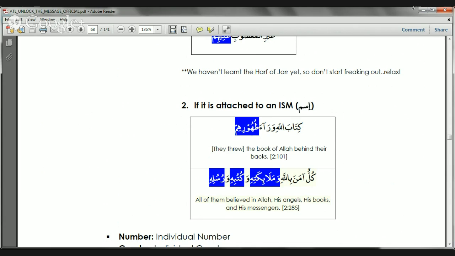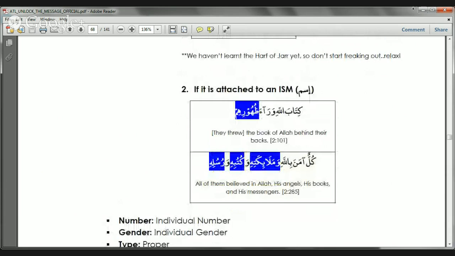Kullun amana billahi. Every single one, kullun amana, he believed, billahi, in Allah. Actually, billahi is also supposed to be this, but whatever. Wa malaikatihi. Malaika means angels. Malaikatihi means his angels. Wa kutubihi, his books. Wa rusulihi, his messengers. Good. We're going to do more practice of this today, don't worry.